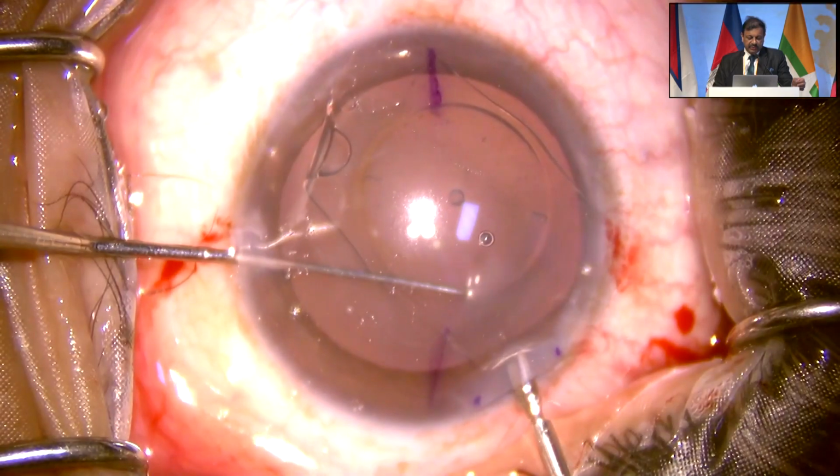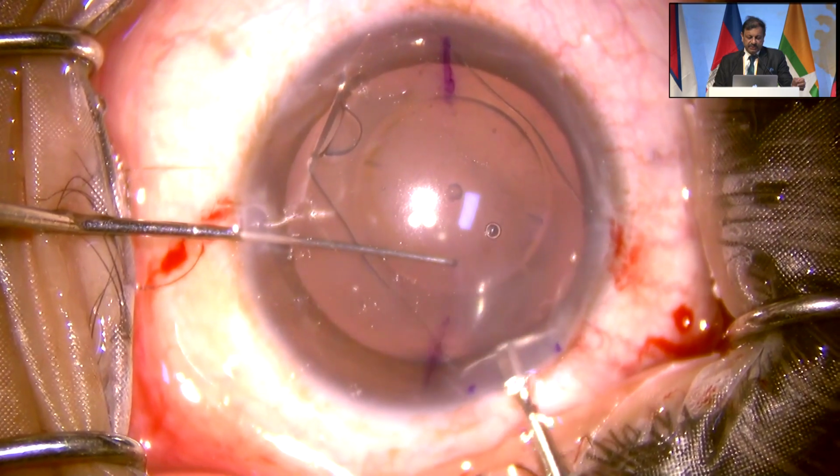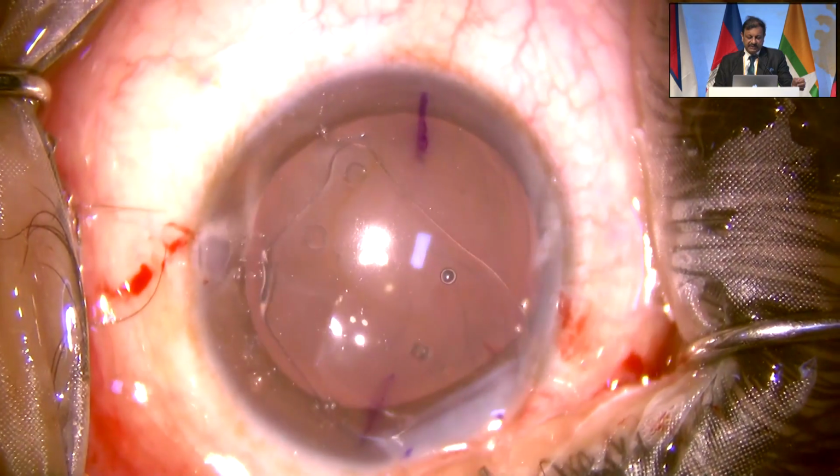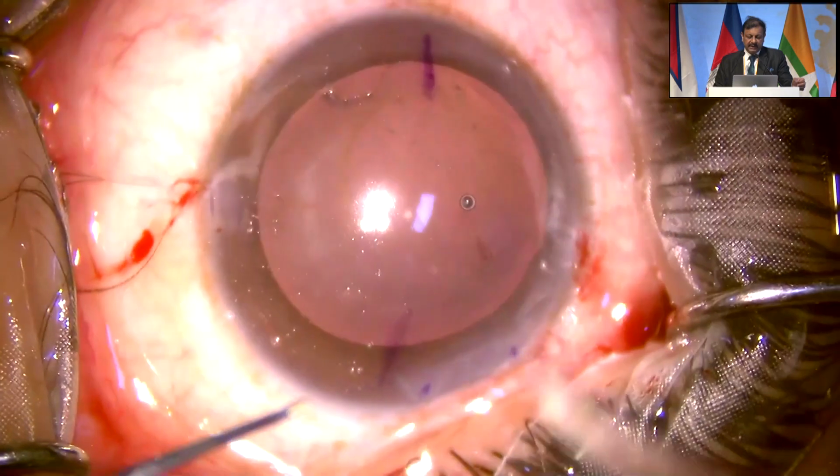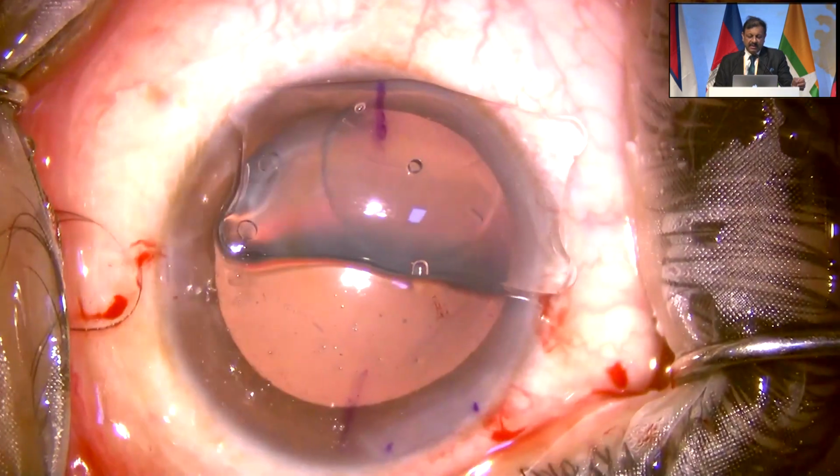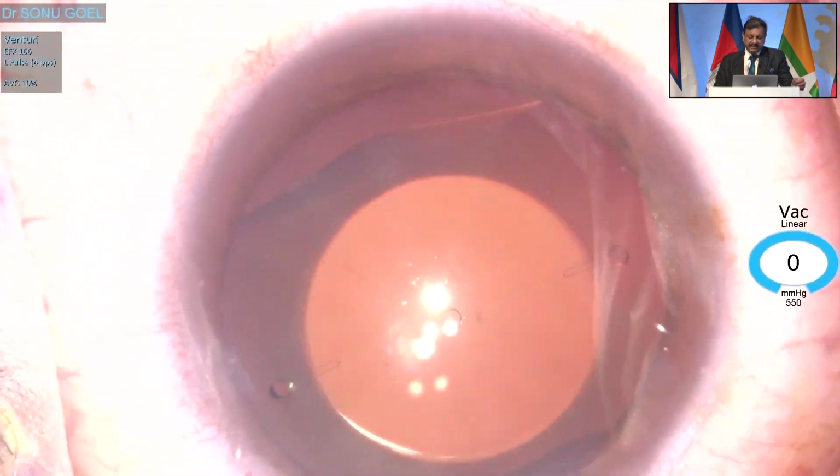So the lens goes reverse. Don't panic, push in viscoelastic, and with the same set of forceps, you can just gently pull the lens from the same wound, reload and re-inject the lens.